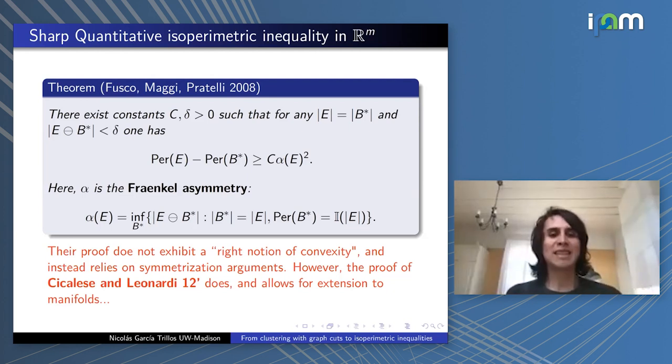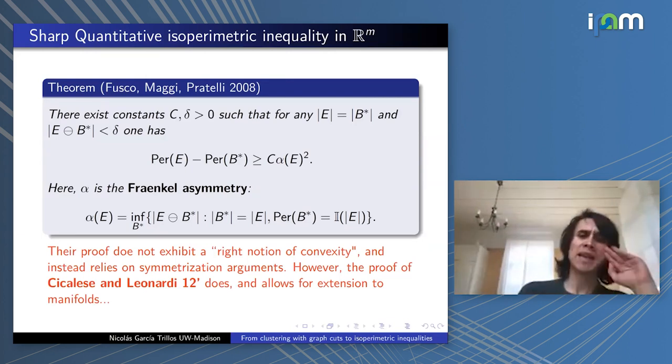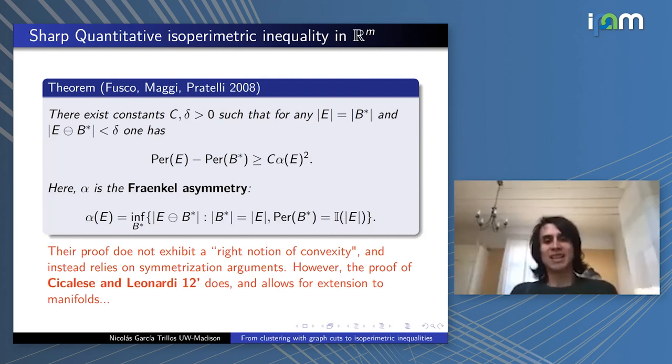And so you cannot really see this notion of convexity, something that perhaps could apply for more general settings like manifolds. Manifolds like the ones that I'm thinking about are the ones supporting the data. So fortunately, there was a third proof of this quantitative isoperimetric inequality by Cicalese and Leonardi, who indeed do exhibit such a construction. Their proof reveals that there's some sort of right notion of convexity that perhaps is easier to understand.